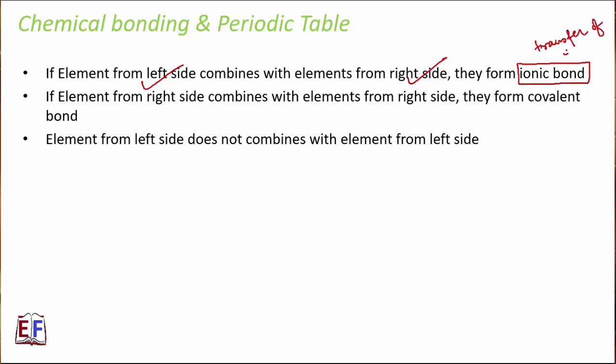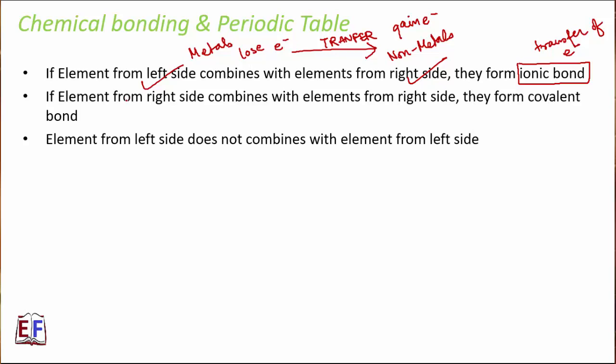Now, elements on the left hand side, they are mostly metals. And elements on the right hand side, they are mostly non-metals. Now metals, they always want to lose electron, and non-metals, they always want to gain electron. So as a result, what happens? There happens transfer of electrons and ionic bond is formed, right?